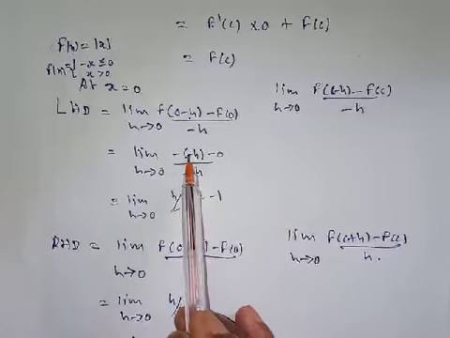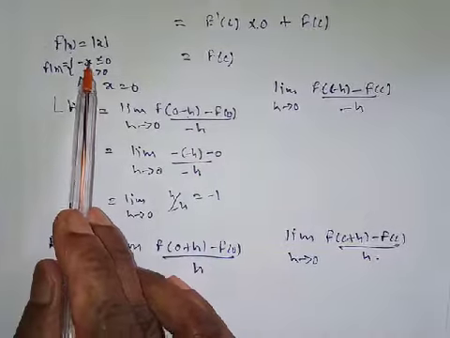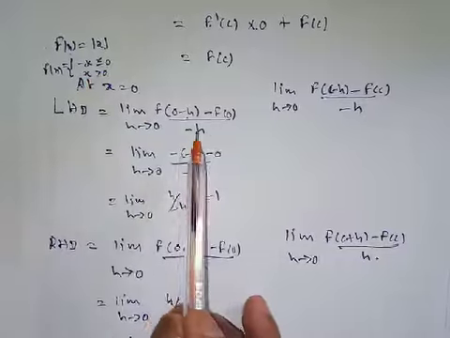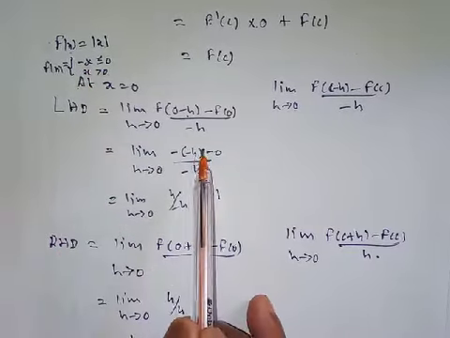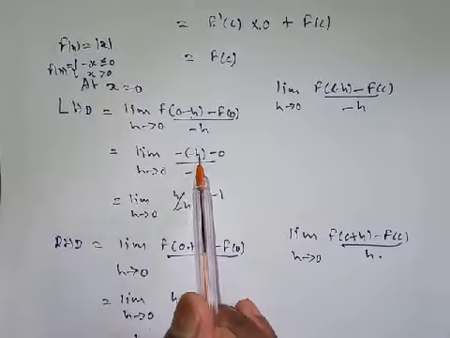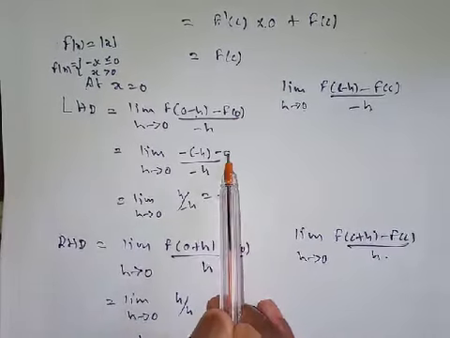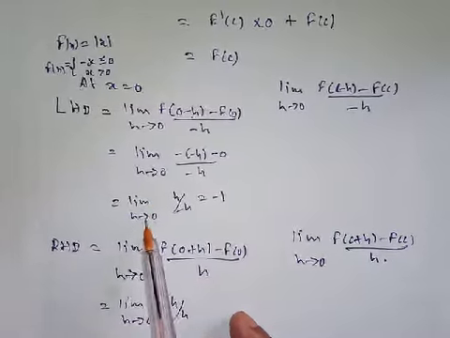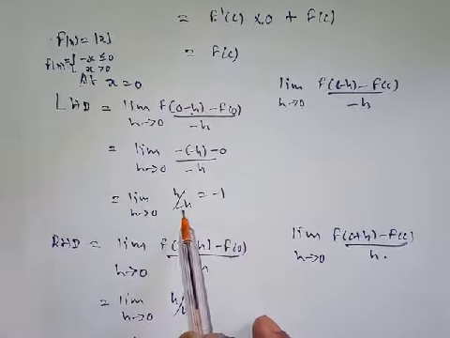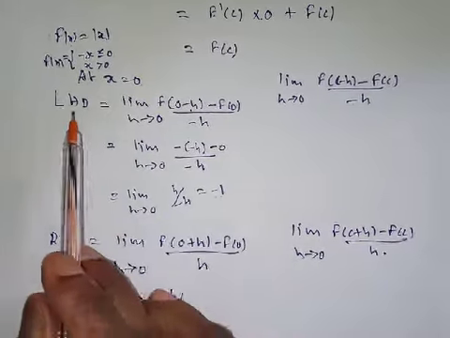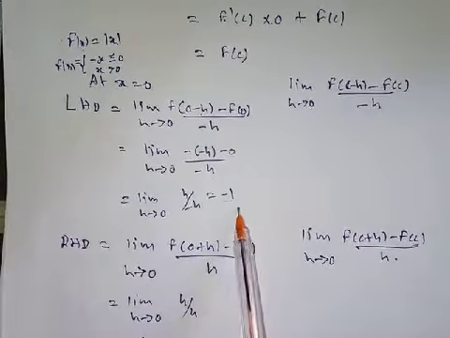So substitute this function here: minus of minus h. In place of x, what do you have to write? Minus h, and the minus is already there, so minus of minus h. This becomes 0. Minus into minus is plus. So limit x tend to 0, h upon minus h gives you minus 1. So LHD is minus 1.